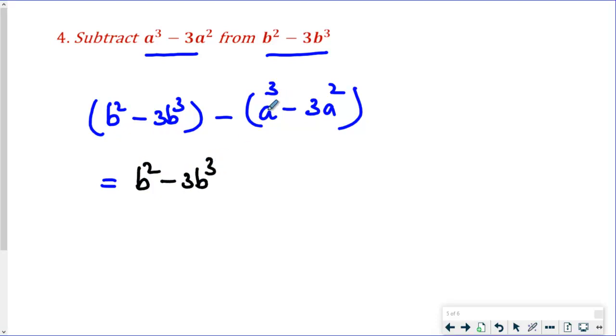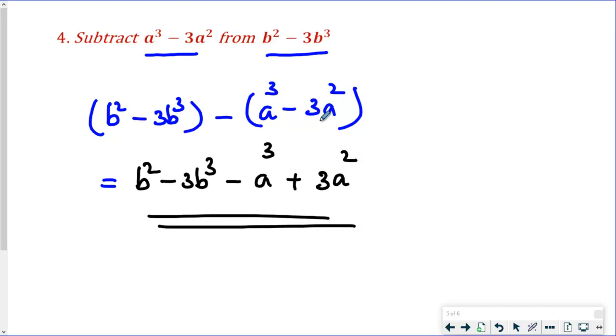Now here a³ is plus, minus into plus, that is minus a³. Now minus into minus becomes plus, that is 3a². This is our answer. If there was no like term, just interchange the sign of all the terms in the second polynomial. The first polynomial remains the same.